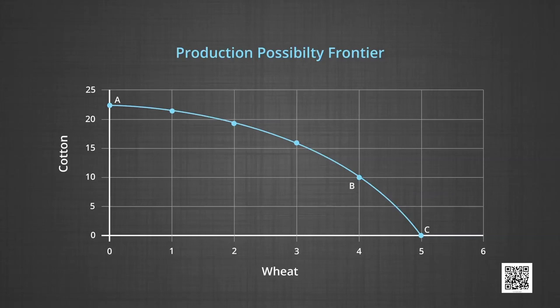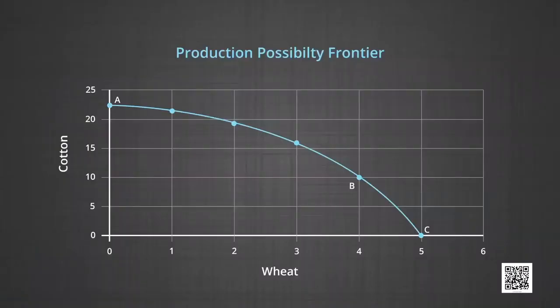To increase the production of wheat, some land and labor would have to be moved away from the production of cotton towards the production of wheat and vice versa. Thus, any point on the PPF is the maximum that an economy can produce given technology and given the amounts of land and labor that it has. Since the economy can do no better than the PPF, all combinations of wheat and cotton that lie on the PPF or the production possibility frontier are considered efficient.